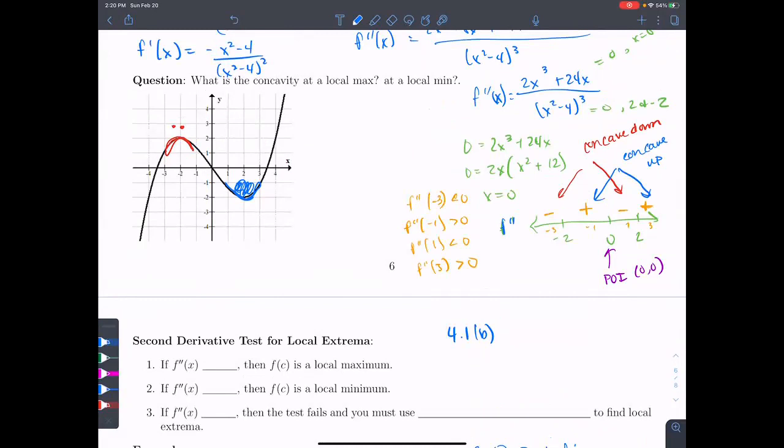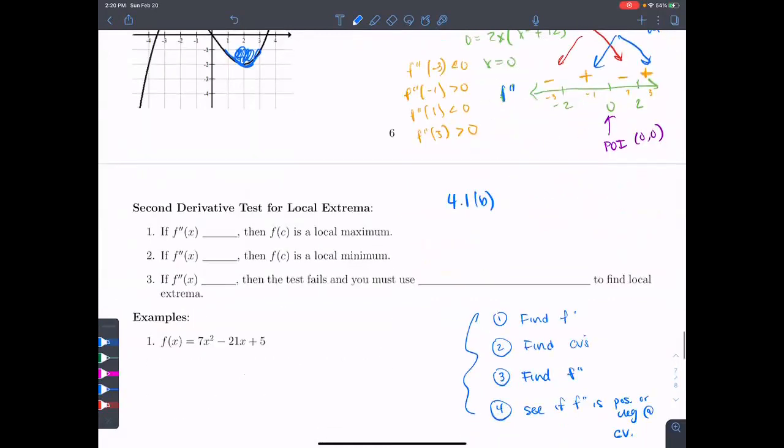So if f double prime at your critical value is less than 0, then f of c is a local maximum. That would be concave down like a frown. If it's positive, then you're looking at a local minimum, up like a cup. If it does equal 0, then the second derivative test fails and you have to use something else, probably the first derivative test.